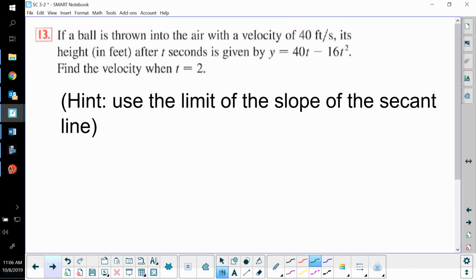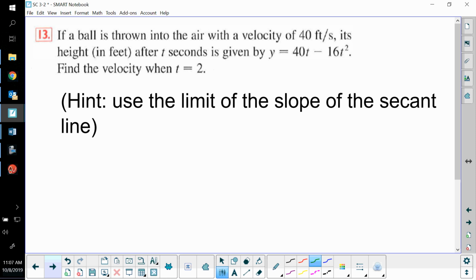So next one. We have a ball that is thrown into the air with a velocity of 40 feet per second. After t seconds, its height is given by the equation. We want to find the velocity when t equals 2.